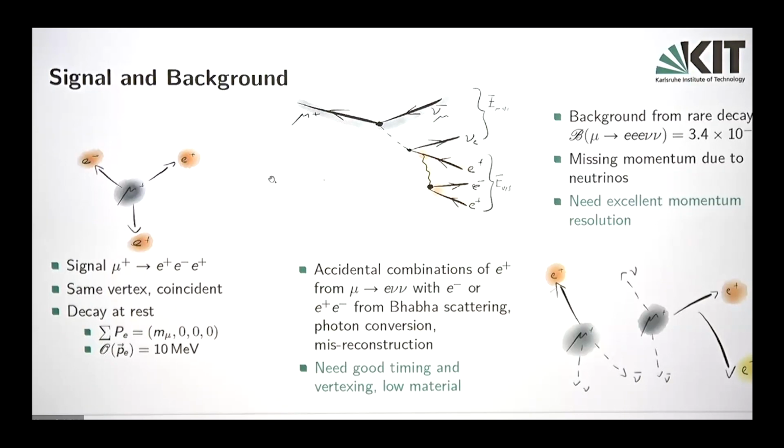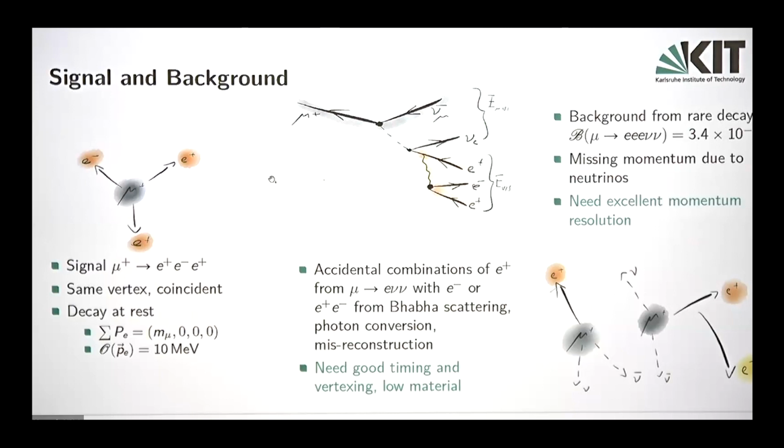Backgrounds: we have a standard model process, mu to 3 electrons and 2 neutrinos, the rare decay at a 10 to the minus 5 level. And it looks almost the same as the signal decay. The only difference is the 2 neutrinos, they carry away some energy. And therefore, we need a detector with excellent momentum resolution.